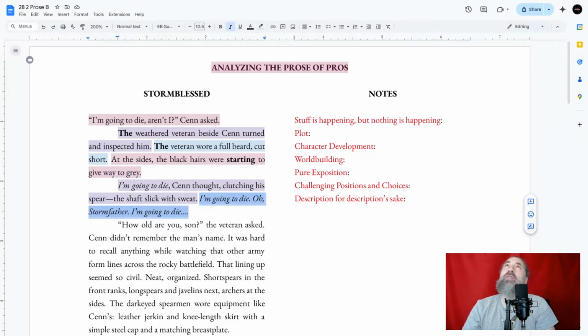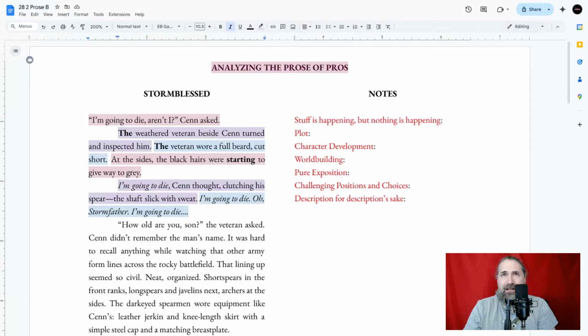Oh, Stormfather. We have now opened the doors to the first world building point. So if you notice, before we go any further, it has a logical flow to it. I'm going to die, aren't I? Sen asked. We know that he's looking at the person. The weathered veteran beside Sen turned and inspected him. So we know that he's hurt. There's somebody inspecting him, checking over him. And then Sen, while he's dying or hurt, lies there and notices the details of the man working on him, the full beard, hair short.